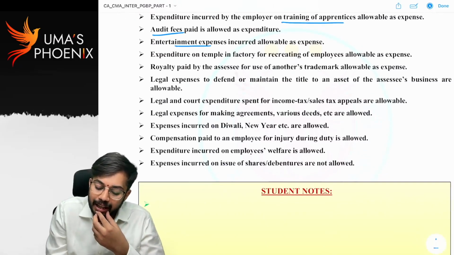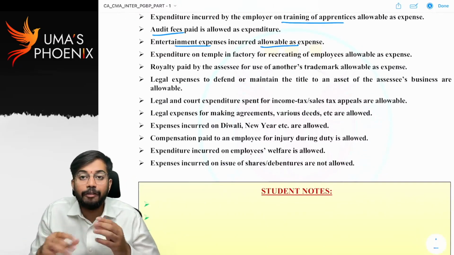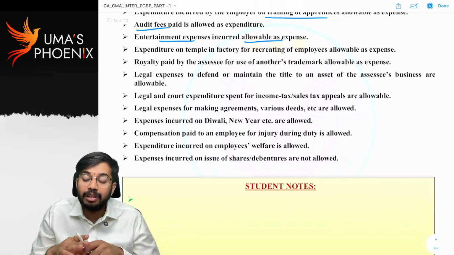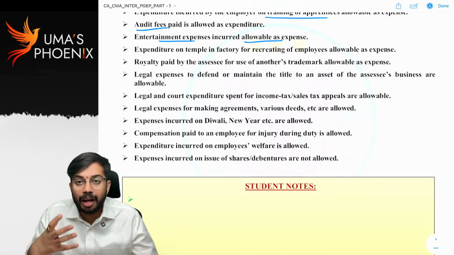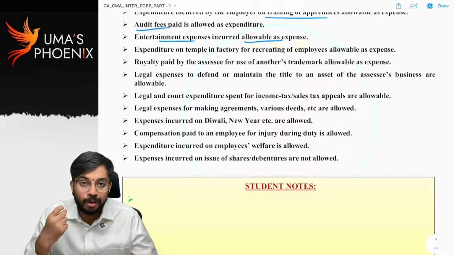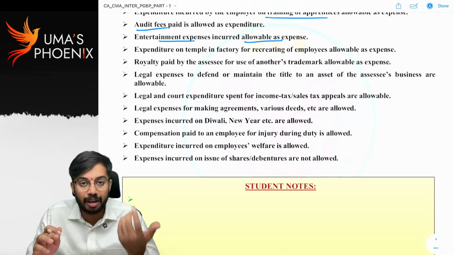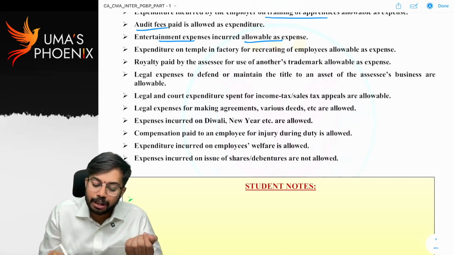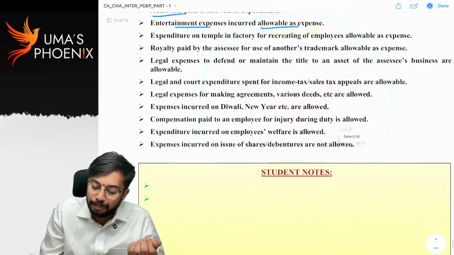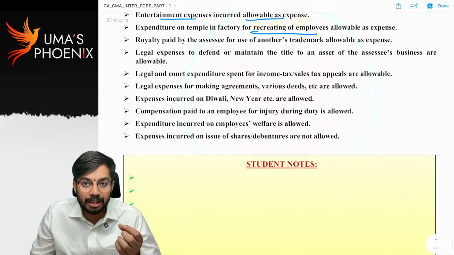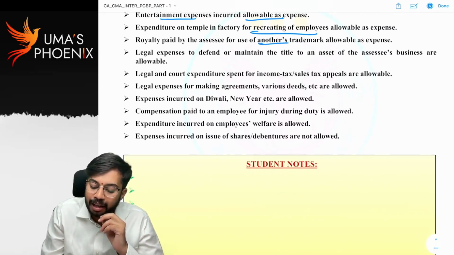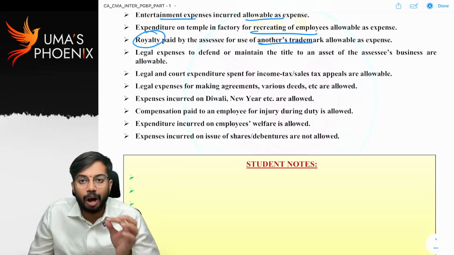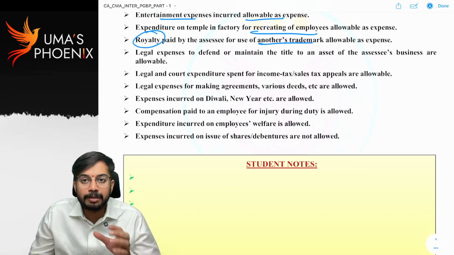Entertainment expenses incurred are allowable as expenditure. If you go to big corporates like Infosys, within the campus they have indoor playgrounds and outdoor playgrounds. For employee entertainment, they spend a certain amount of entertainment expenses. They are also allowed as deduction. Expenditure on a temple in the factory for recreation of employees is employee welfare expenditure, also considered business expenditure. Royalty paid by an assessee for use of another's trademark is nothing but royalty. If royalty is paid for business purposes, that is also allowed as deduction.